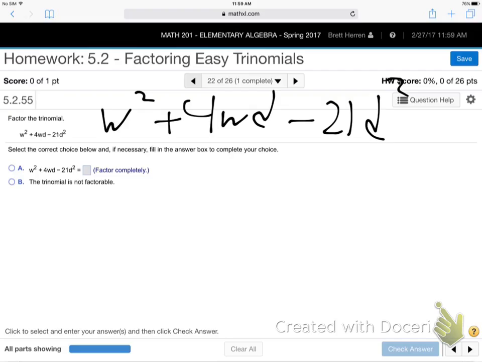Is there something in common to all the terms? What do they all have? Do they all have a W? No, the back one doesn't have a W. Do they all have a D? No, the front one doesn't have a D. Is there a number that goes into all of them? No, the front one doesn't have any numbers at all. There is nothing they all commonly have.